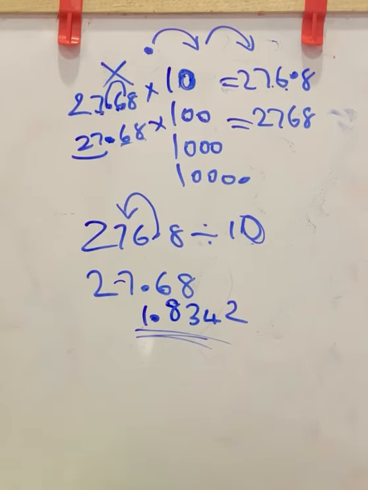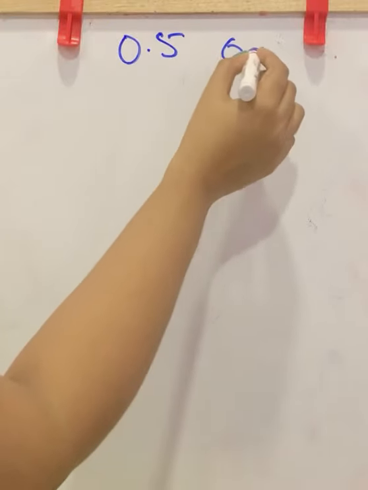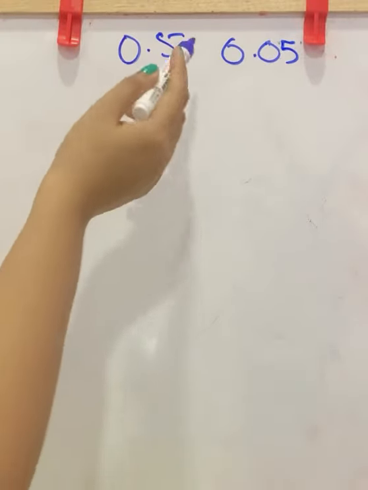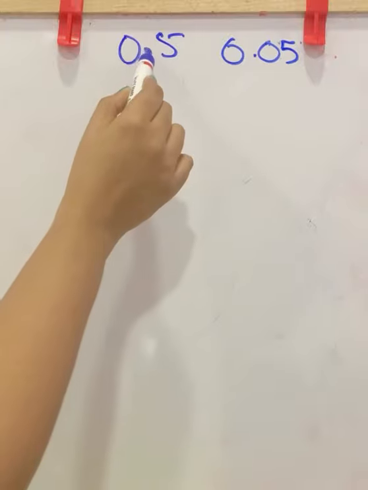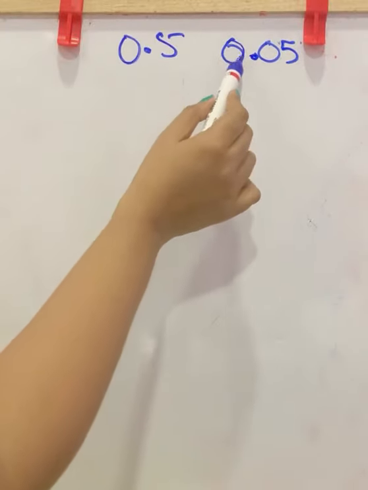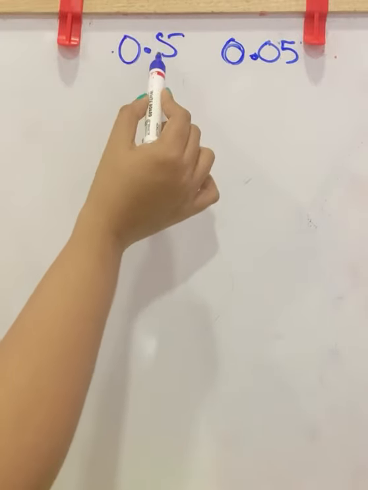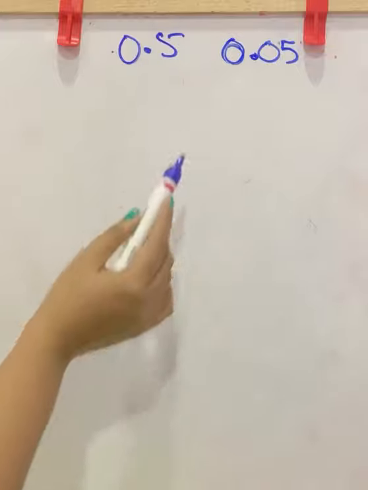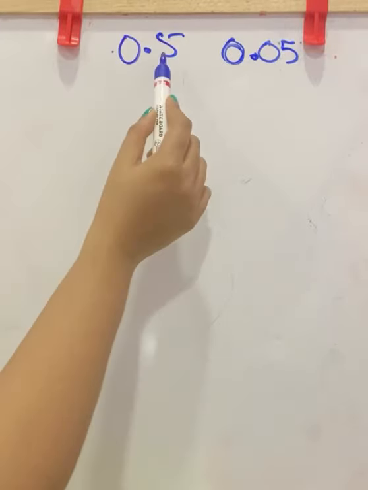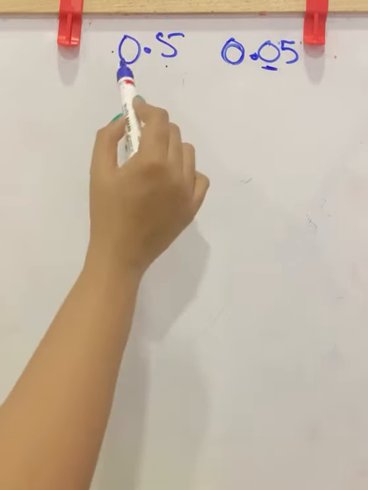Now coming to the exercise questions. First question is, which is greater? You want to compare the decimal values here, 0.5 or 0.05. Before, I told you, if there is a decimal number, you want to first check the whole number part. Both are 0. Now coming to the decimal values, here the first place, that is the 10th place. The 10th place is 5 and here the 10th place is 0. So which one is greater?